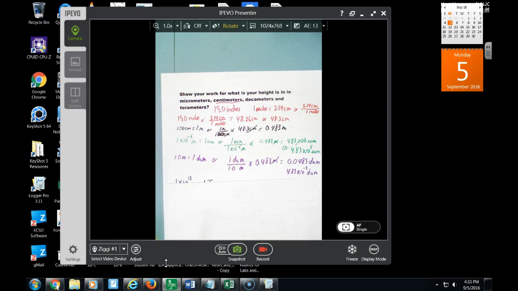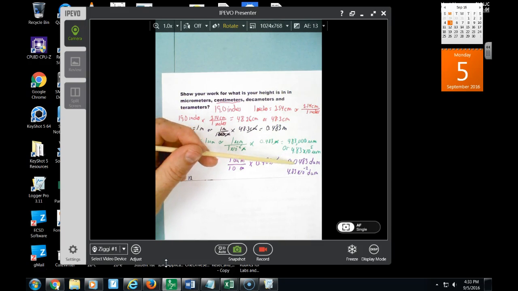Now let's do this again. 10 meters equals 1 decameter, D-A and M. Or if you prefer, 1 dam over decameter over 10 meters. And you notice how these things are going to cancel out, times the 0.483. And you get 0.0483 decameter, we basically just moved it to 0 from over here. Or 4.83 times 10 to the minus 2 decameters.